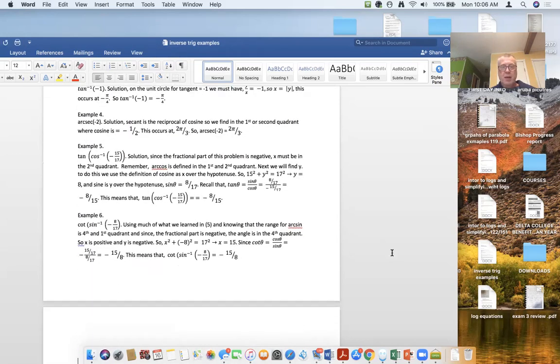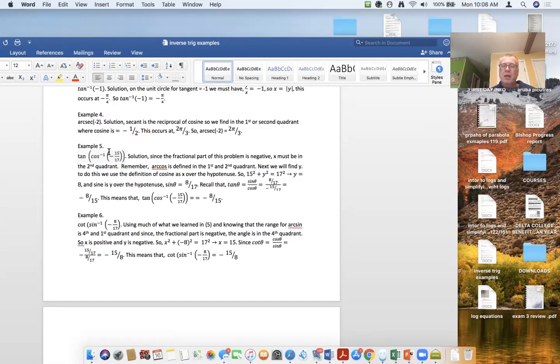Sometimes we have a combination or a composite function. In this case, in example 5, we have tangent of the cosine inverse of minus 15 over 17. Since it's negative, and we're looking at cosine inverse, cosine's negative in the second quadrant. So this has to be in the second quadrant. Since we're dealing with cosines, it's an x value. So that means we have minus 15 for x. 17 is the hypotenuse. How do I know that?